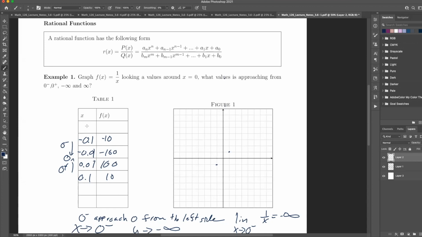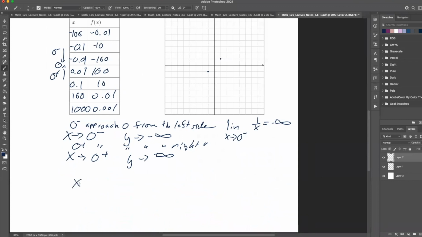All right, so what's the other thing we want to test? So let's say if x is negative 100, well, that's going to be negative 0.01, and if x is positive 100, we'll get positive 0.01. And if it was 1,000, it'd be 0.001. And so the other thing we want to say here is that as x approaches infinity, as x gets larger and larger, we're going to say y approaches 0 because this number gets smaller and smaller. As x approaches minus infinity, y also approaches 0.